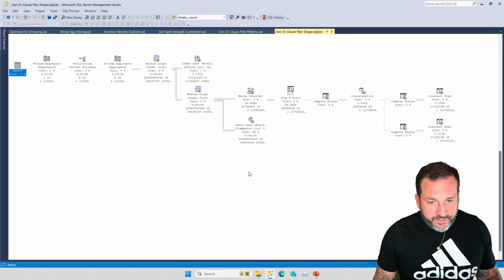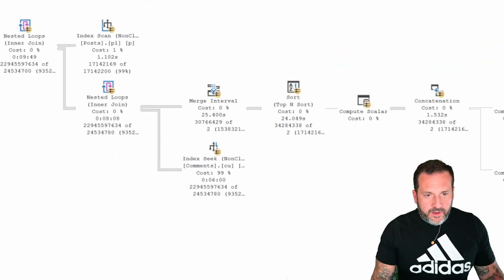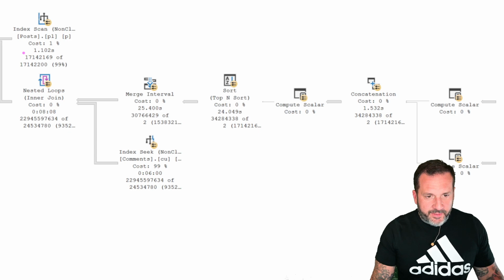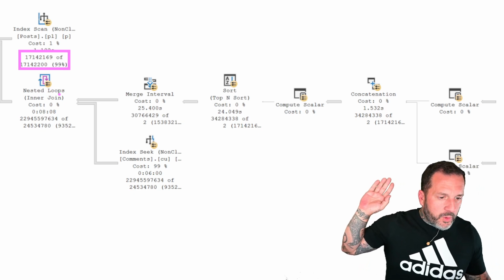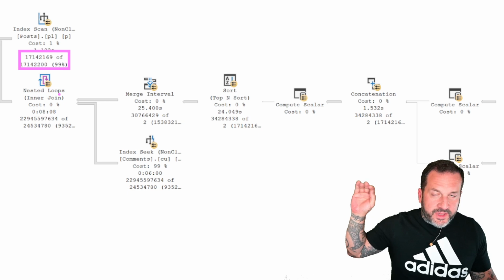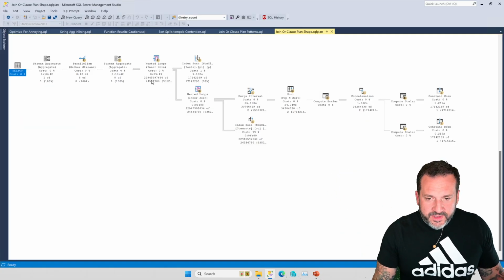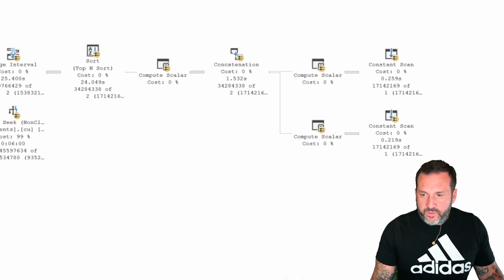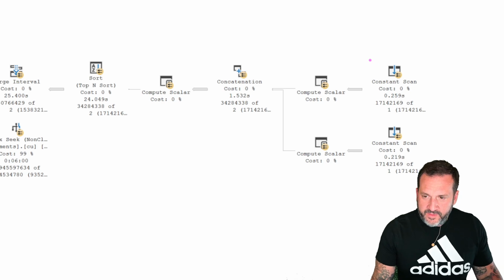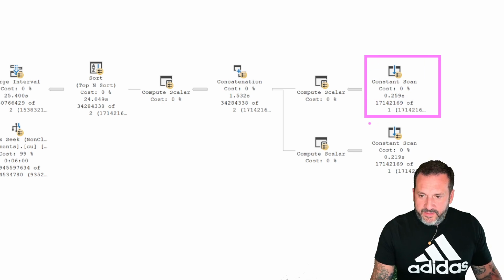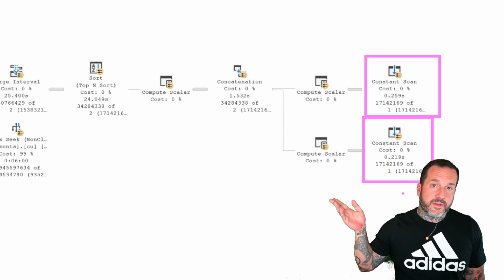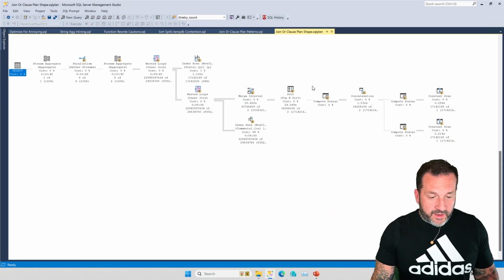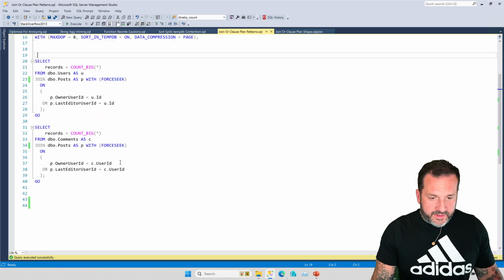Good question. Well, we started by taking all 17 million rows from the post table, right? That's this number over here, 17142200, 17 plus some. And we took all 17 million of those rows, and we broke them up into two parts. There's a constant scan here with 17 million rows, and there's a constant scan here with 17 million rows. And each of these constant scans represents the different join criteria that came out of that. So if we look at the query that got written, it's going to be this one.